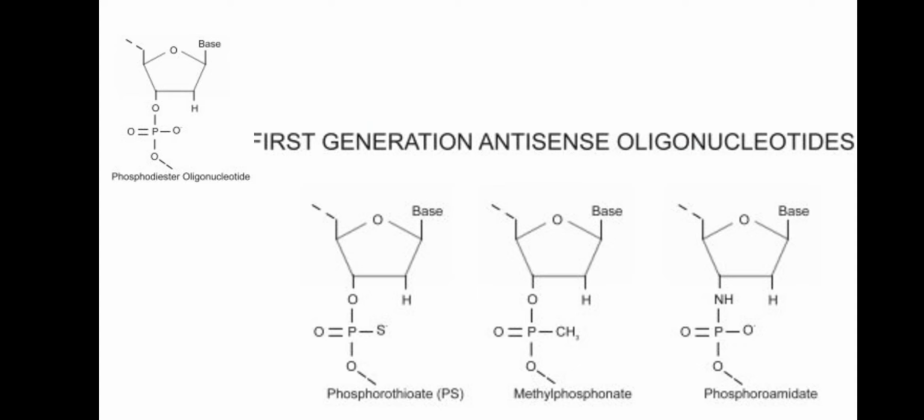And another antisense in the first generation, phosphorothioate, as we have seen, is called PS. Another antisense molecule is methylphosphonate, and you can see it adds a CH3 group. And this one is phosphoramidate. You can see NH is just like a bridge between the sugar and the phosphate backbone. But phosphorothioate is the most highly preferred antisense molecule in the first generation.